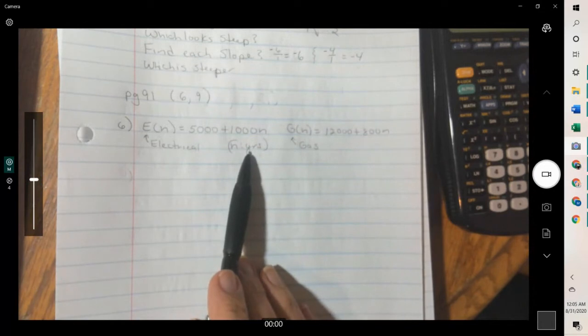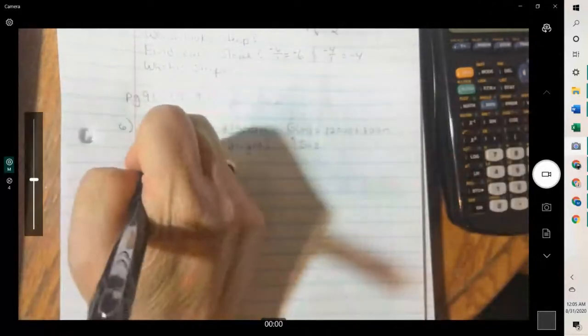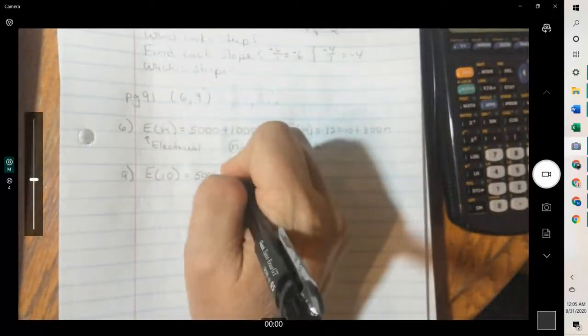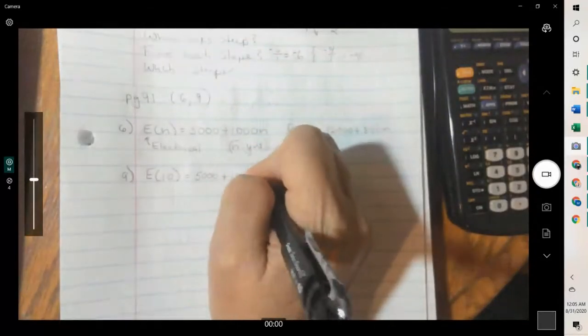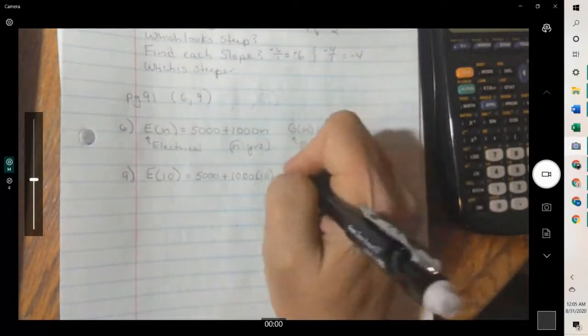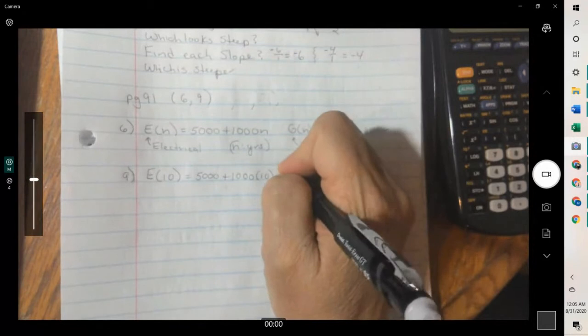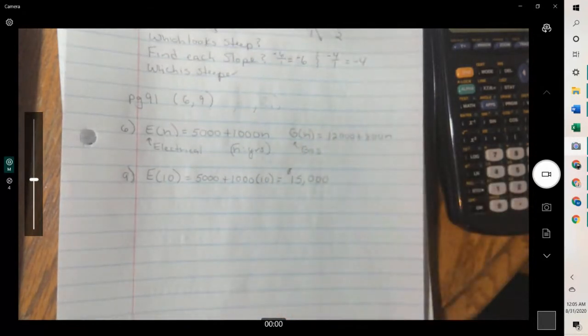Find the cost of heating a home using electricity for 10 years. So electricity, n is years, which is 10. And we just plug that in. 5,000 plus 1,000 times 10 is 15,000. It's $15,000 to use electric.